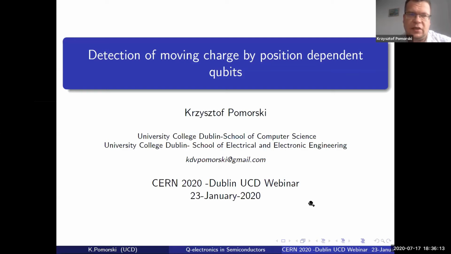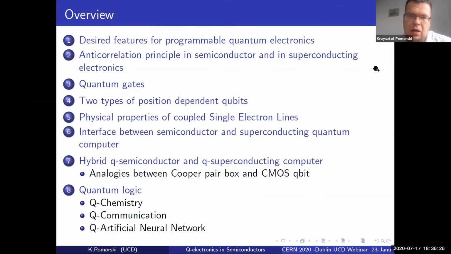We will talk today about detection of moving charge by position-dependent qubits. And also I will try to touch on the aspect of possible measurements of position and momentum of an electron at the same time. All right, so let me go to the overview. I will basically describe the basic principles of coding of quantum information by means of position-dependent qubits.